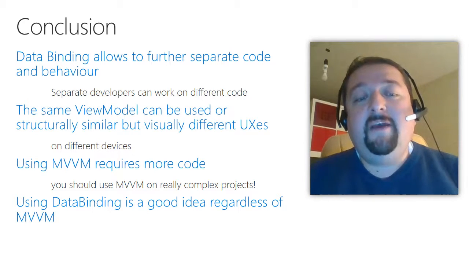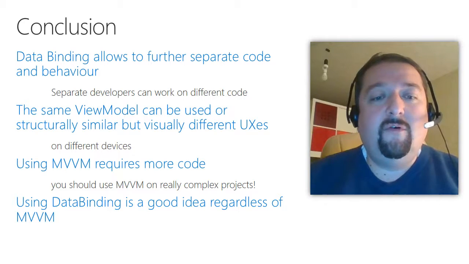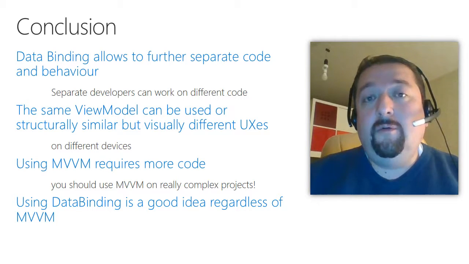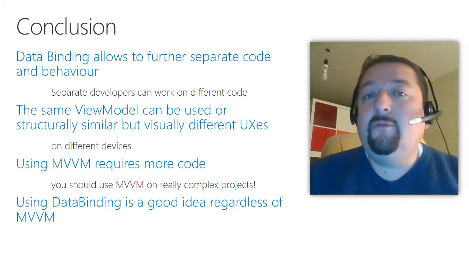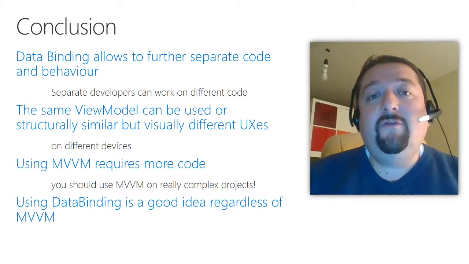Using MVVM requires more code, as we have seen. It's from 20 to 30% more code. And for a really complex project, you should definitely use MVVM. And for a simpler project, you can probably use a simpler method, just assigning variables. But it's always a good idea to use data binding even without MVVM. You can bind to collections, and that would save you a lot of code.